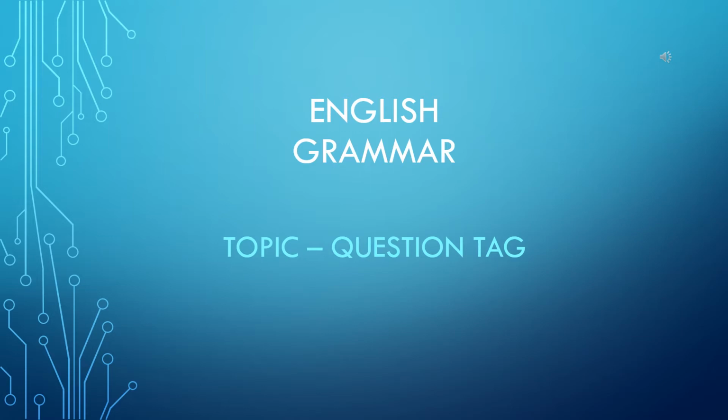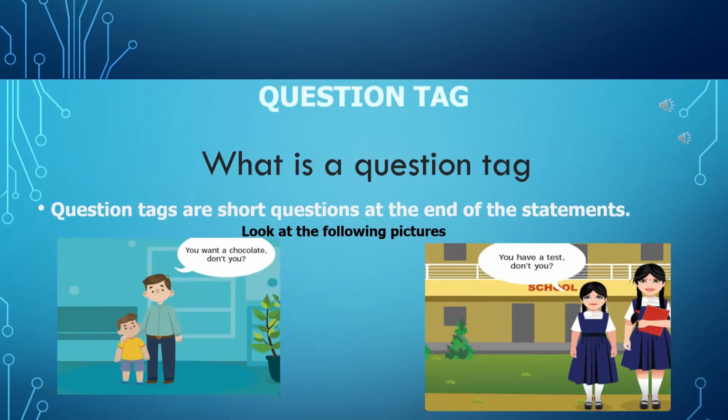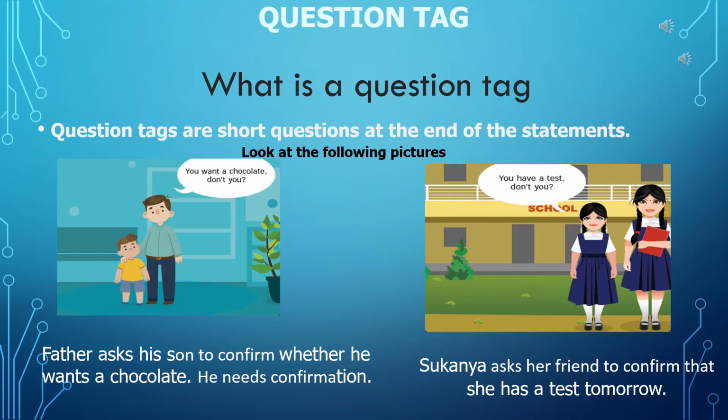Today we are going to see a topic in grammar. The topic is question tag. What is a question tag? Question tags are short questions at the end of the statements. We use tag questions to ask for confirmation. It is also called a mini question.